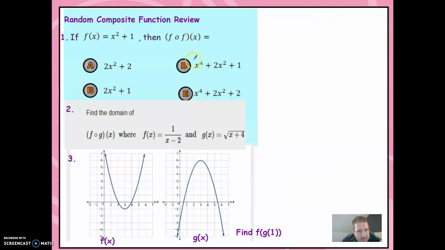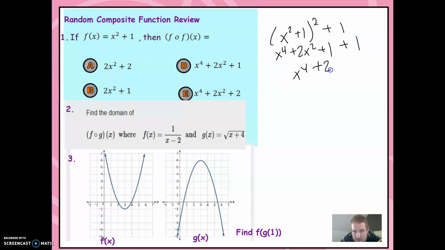Okay, so random composite function review. So what if we did f of f of x? Then we know that we have x squared plus 1 is in the x spot, and all of that is squared and then added to 1. Alright, so we're squaring everything on the inside, so this becomes x to the 4th, and you multiply the outers would be x squared, and inners would also be x squared, so that's 2x squared, and the last 1 times 1 is 1, sorry I just did FOIL, and then add 1 at the end, so you get x to the 4th plus 2x squared plus 2.